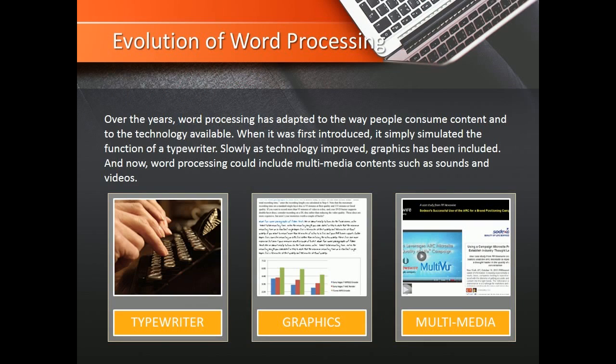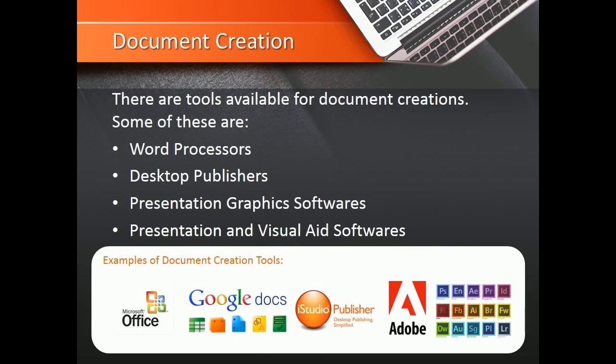Evolution of word processing. Over the years, word processing has adapted to the way people consume content and to the technology available. When it was first introduced, it simply simulated the function of a typewriter. Slowly, as technology improved, graphics have been included. And now, word processing could include multimedia content such as sounds and videos. Examples of document creation tools include Microsoft Office Suite, Google Applications, Studio Publisher, and Adobe Applications.